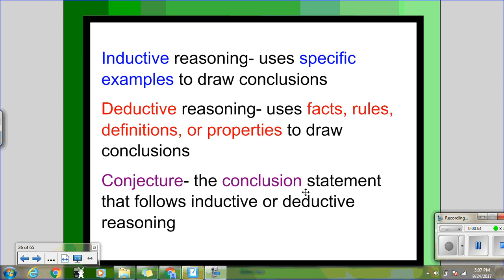And the last term we need to know and discuss is a conjecture. If you ever see the word conjecture, don't be alarmed. It's just a fancy way of saying conclusion. So it is the concluding statement that follows inductive or deductive reasoning.